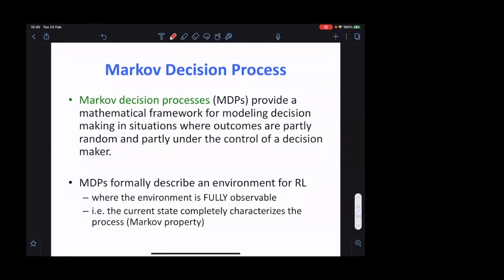The underlying process of this can be described by the Markov decision process. The Markov decision process is a mathematical framework that tries to model decision making. When you try to model sequential decision making, depending on the Markov properties, based on the current state, you can take an action.